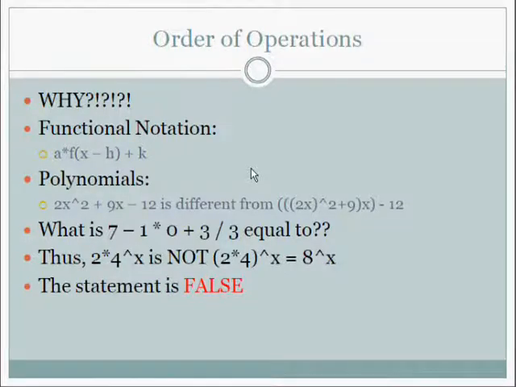Likewise, for polynomials, if we have 2x squared plus 9x minus 12, I'm not saying take 2, multiply it by x, then square that whole thing, then add 9, then multiply that whole thing by x, then subtract 12. Because ultimately that would become like a nested loop that looks quite different from what we have over here.